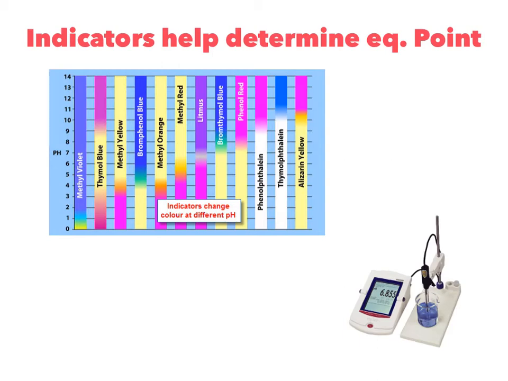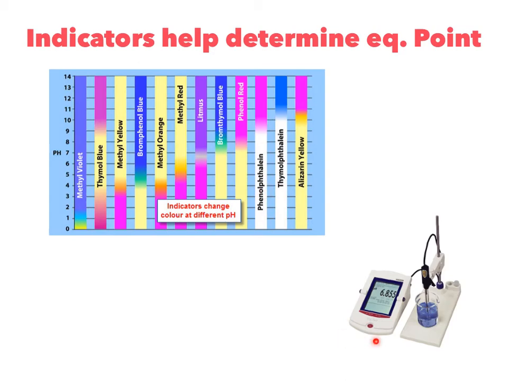And so you can see there's a bunch of different indicators that are listed here. Each one of these is a different indicator, and it shows you the color change at different pHs. The one that we're going to use for strong acid and strong base is phenolphthalein, and you need to know that a phenolphthalein endpoint happens between 7 and 9. We'll talk about what endpoints are here in just a second. But you need to know phenolphthalein, and that's the most important one for us in our class.